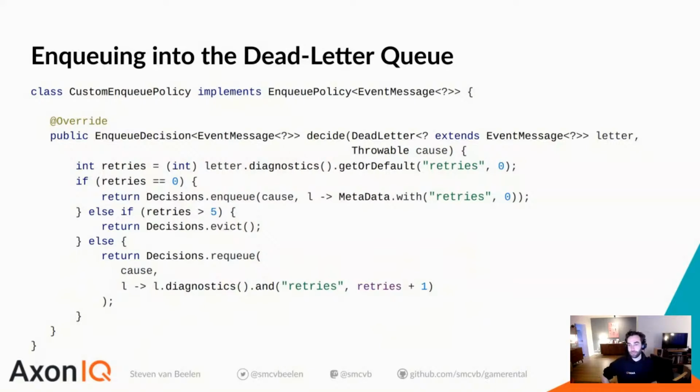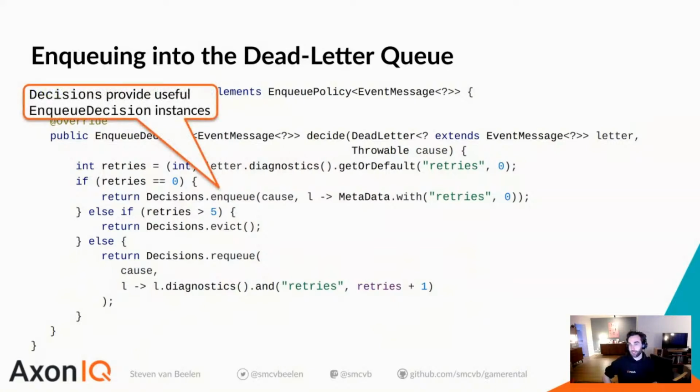There are a couple of interesting bits in this example, which I'll further show as well in the coding section. The decisions, static methods I'm using here to enqueue and evict and requeue are provided for you, giving you the reasonable defaults of the enqueue decision implementations. If you want, you can make your own enqueue decision, but it is an interface, so you'll need to make a concrete implementation. These decisions give you an enqueue, an evict, and a requeue, and a do not enqueue implementation with a couple of additional benefits for you.